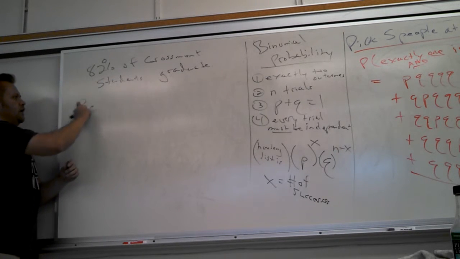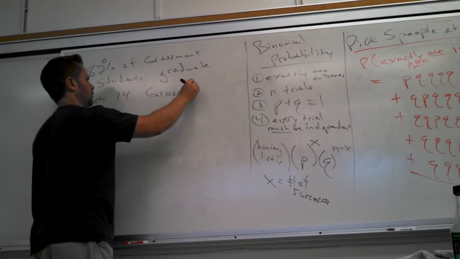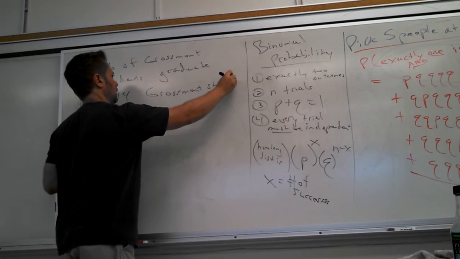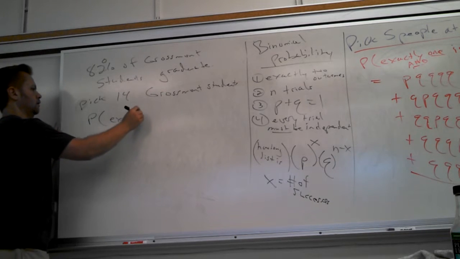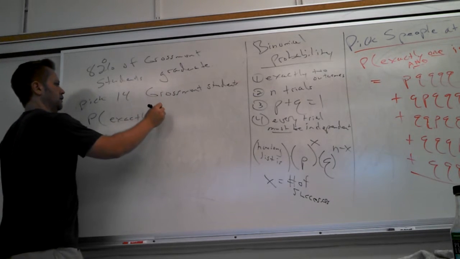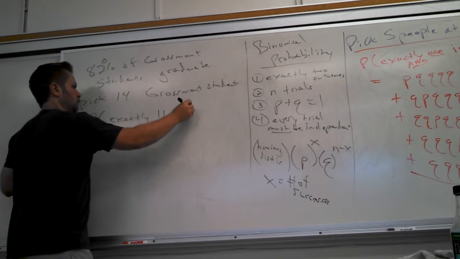And I want to know the probability, if I pick, let's say, 14 Grossmont students, what's the probability that exactly 11 graduate?